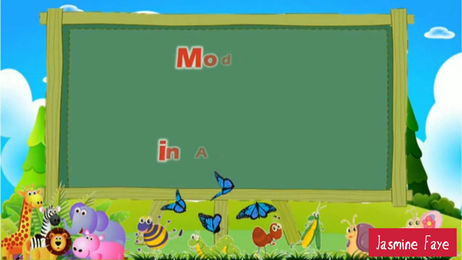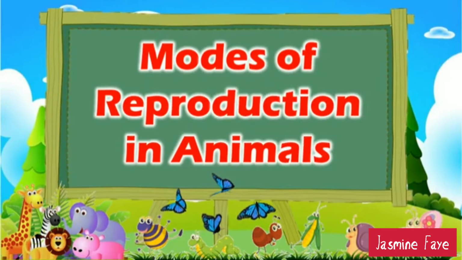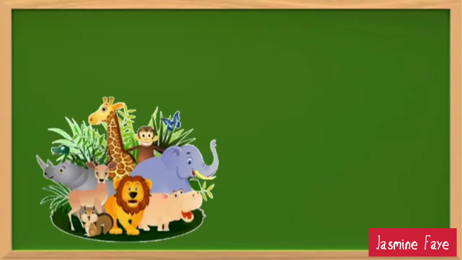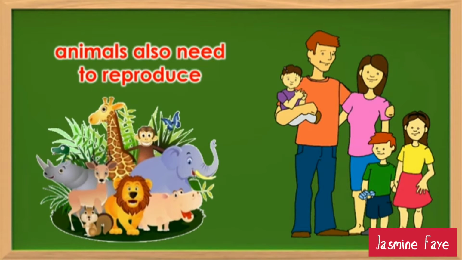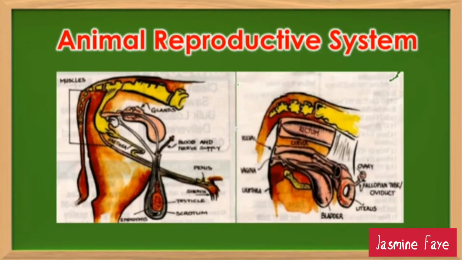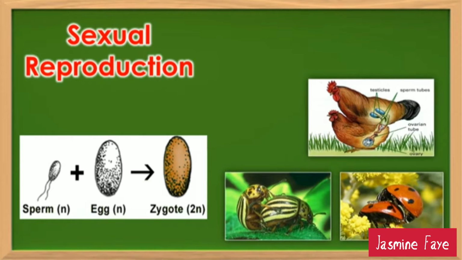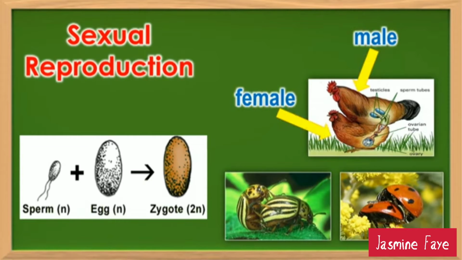Today, we are going to talk about modes of reproduction in animals. Animals cannot live forever. Like humans, animals also need to reproduce. They have also their own reproductive system that makes them able to do such life process. Most of them perform sexual reproduction, involving male and female animal. In this way, extinction is prevented and diversity is maintained in nature.